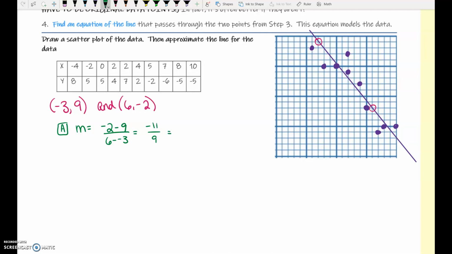and this time it is totally fine to use decimals. You're going to have decimals. You don't want to leave this as -11/9. That's going to be really difficult to use. So make that as a decimal, whatever yours happens to be.